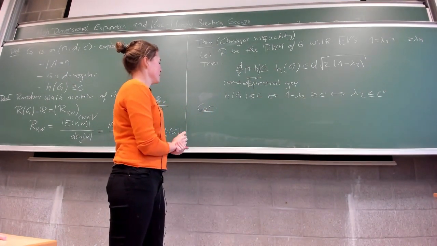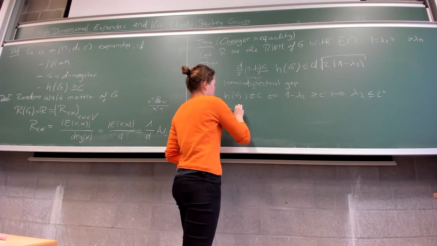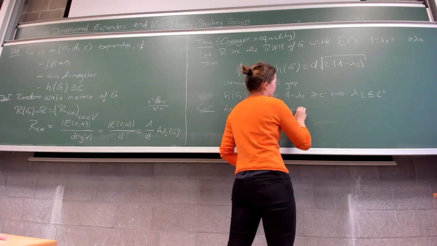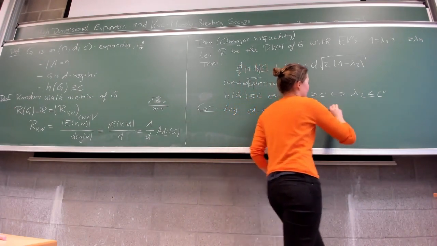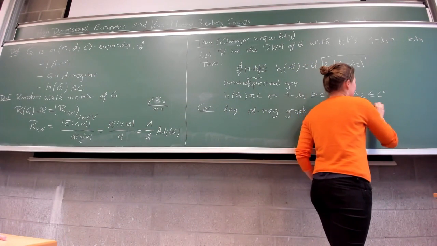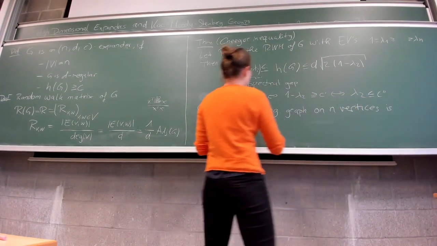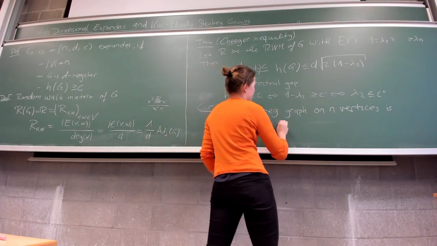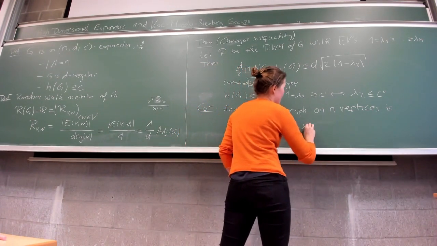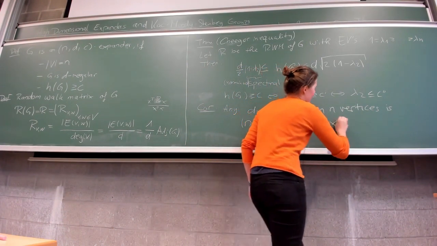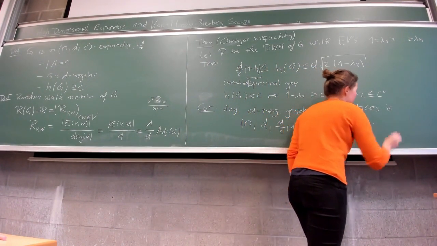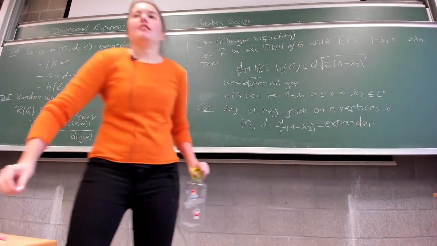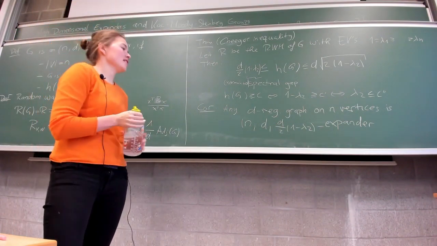And this gives us a corollary. Any connected d-regular graph on n vertices is an n d over 2 times 1 minus lambda 2 expander. So every connected d-regular graph is an expander.